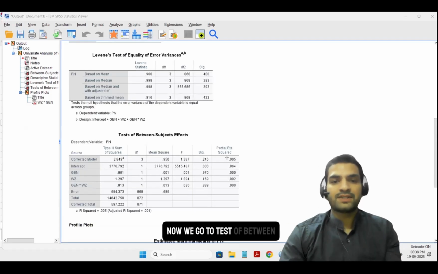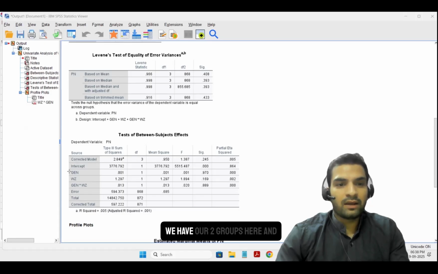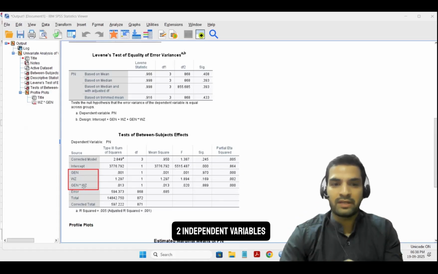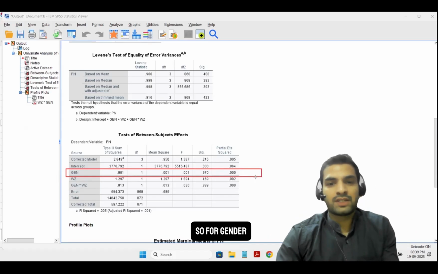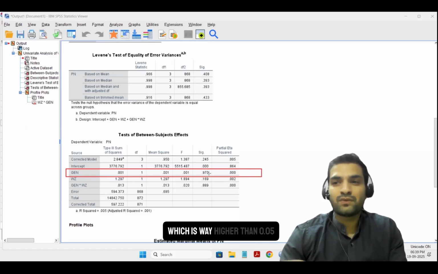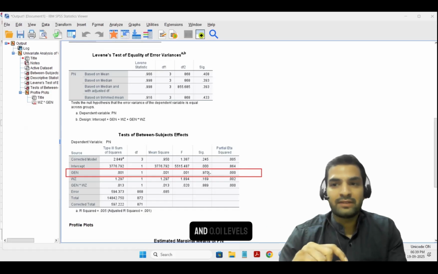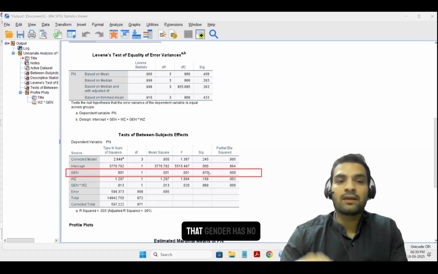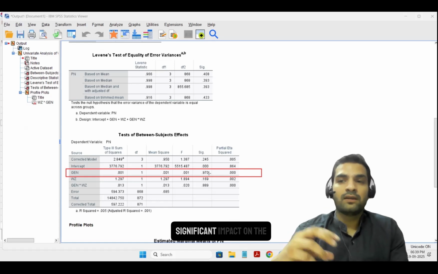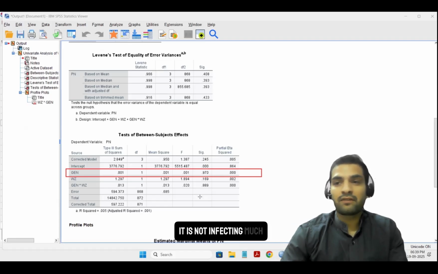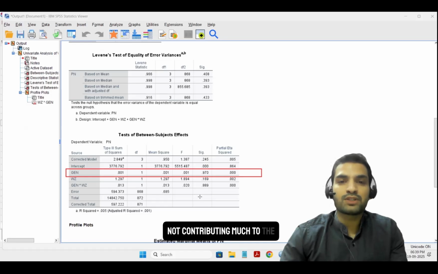Now we go to test of between subject effects. We have our two groups here, and the third statistic is on the interaction of our two independent variables. We'll look at one by one. So for gender, you can see that the significance value is 0.970, which is way higher than 0.05 and 0.01 levels. So this is completely insignificant, and we can say that gender has no significant impact on the scores of satisfaction levels among employees. It is not affecting much, not contributing much to the differences in scores.